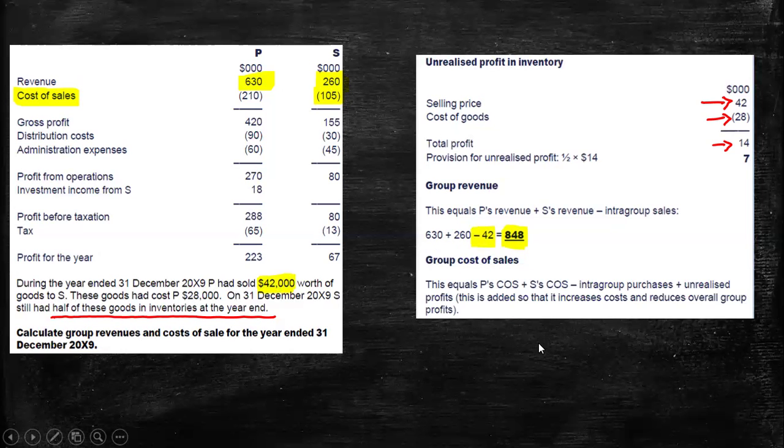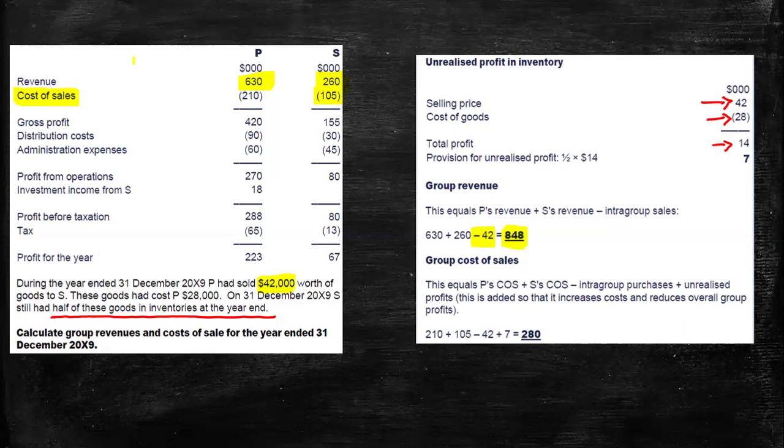So for the cost of sales calculation, we will start with the cost of sales of parent, 210. We'll add the cost of sales of subsidiary, that is 105. And from that, we will subtract the 42,000, the total value of sales made by parent to subsidiary, so as to subtract this from the purchases amount of the subsidiary, right?